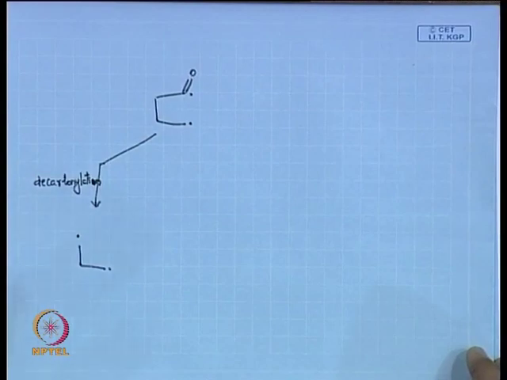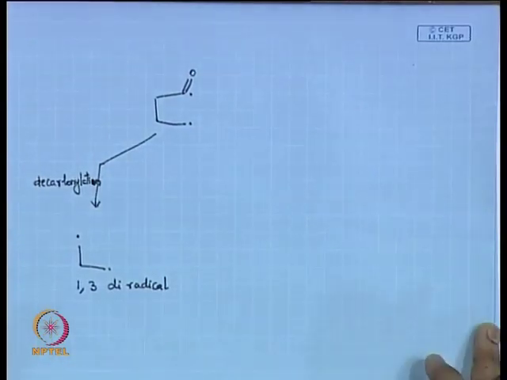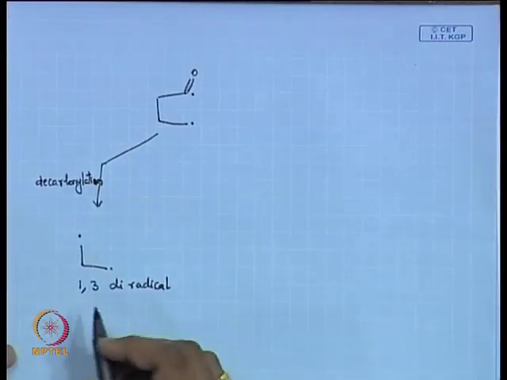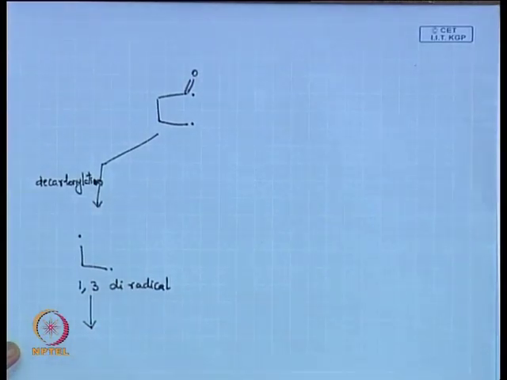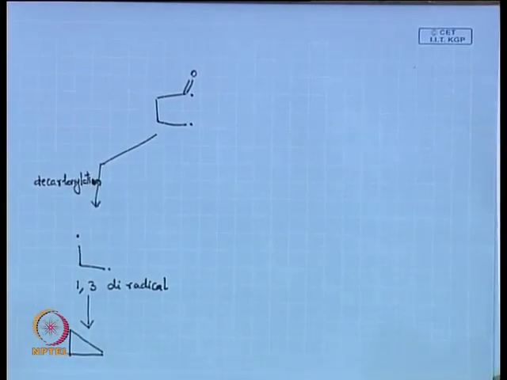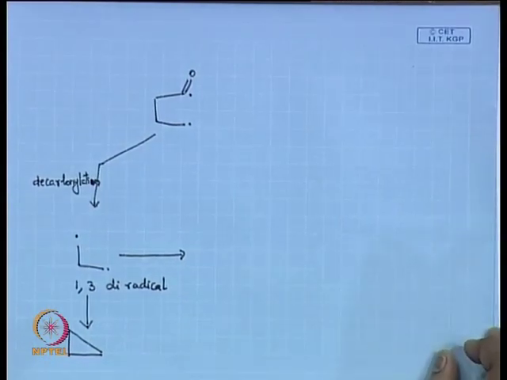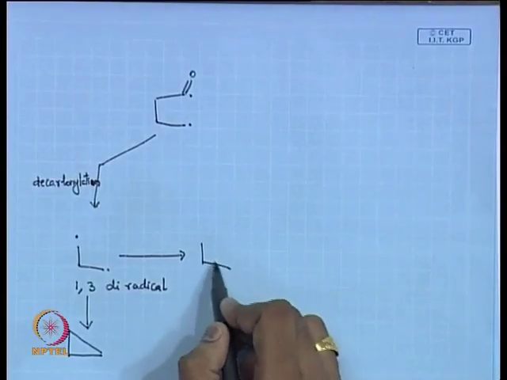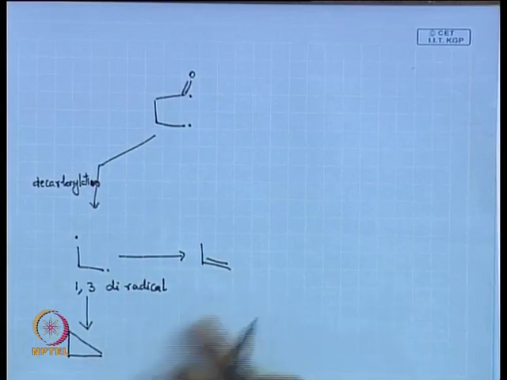So, we have seen 1,5 diradical system, we have observed 1,4 diradical. Okay. Now, we are seeing 1,3 diradical. So, what does this 1,3 diradical do? What products can I expect from 1,3 diradical? Same way you can have cyclization to give a cyclopropane type of system. Right? And then, same like your 1,5 diradical, you can think about hydrogen abstraction and get systems like this. Okay. So, this is what 1,3 diradical does. Fine.